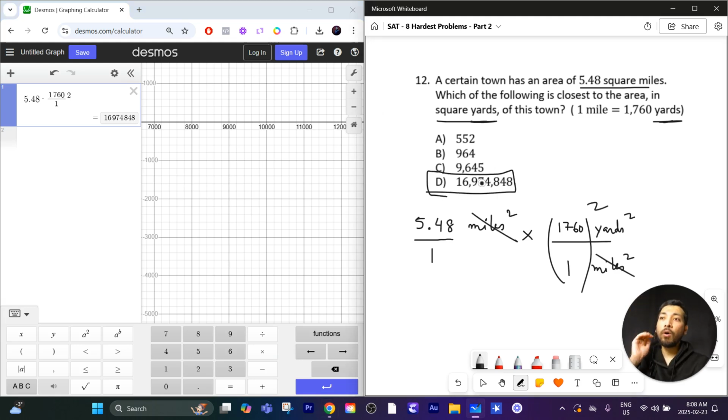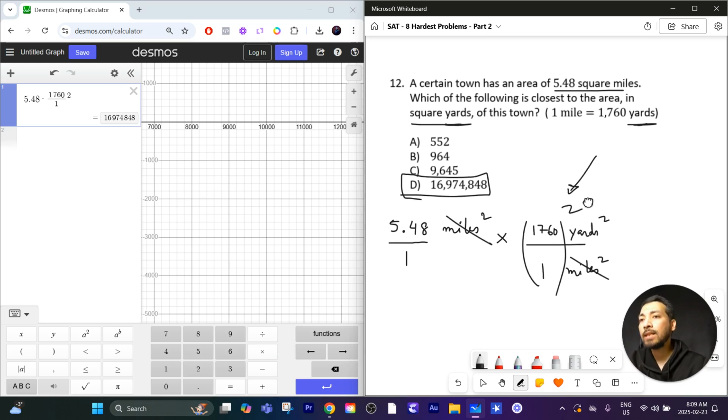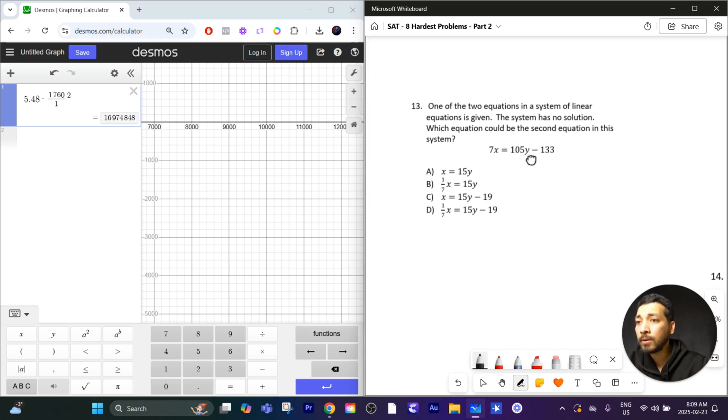Now, the only mistake that you can make over here is not squaring this fraction, because many students can make this mistake, and this is one of the common mistakes you can make on this kind of problem. Perfect. Now let's move on to the next problem.